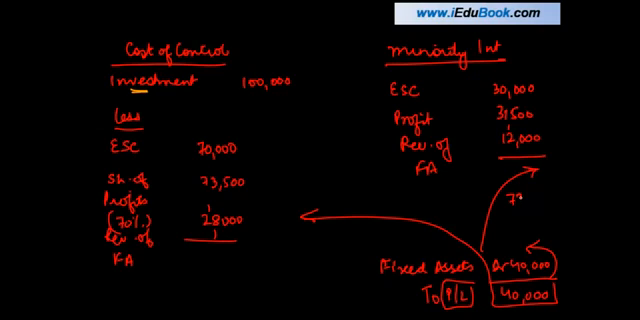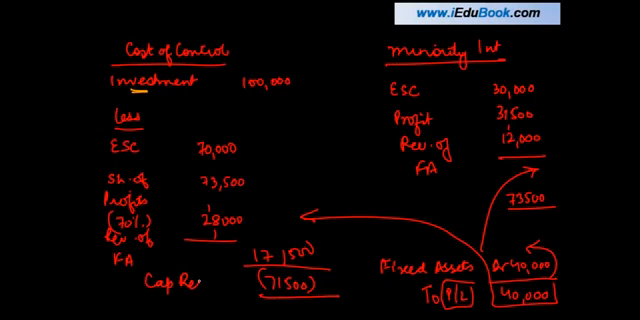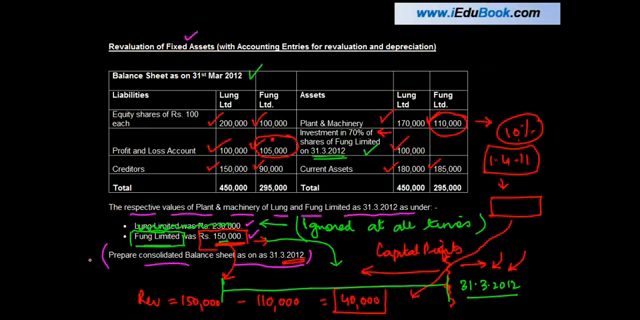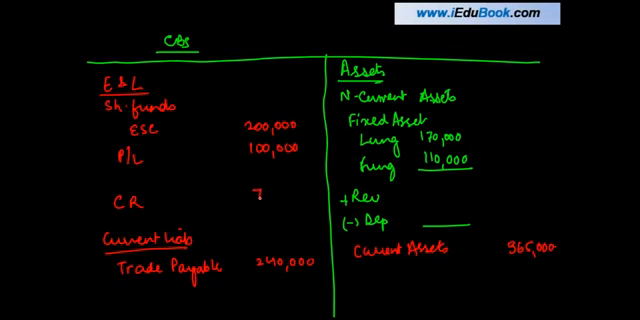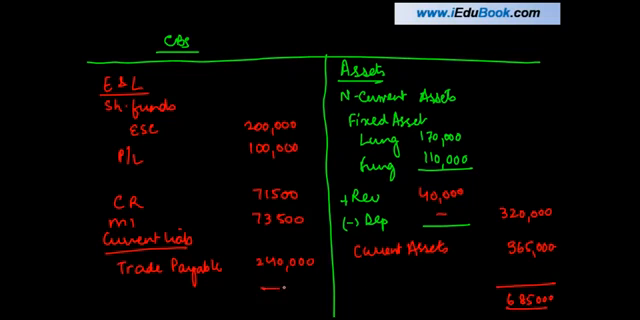So let's do a total of this. This gives you 73,500 minority interest. This will give you 71,500 of capital reserve. So you have capital reserve of 71,500, you have minority interest of 73,500. Revaluation we've done here for 40,000, there is no depreciation, so what do we get? 320. Do the total, 685 is what we get here. And on this side also, let's see what's the total that we get.